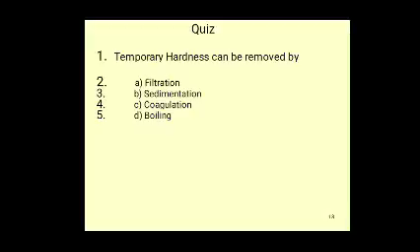Calcium bicarbonate and magnesium bicarbonate are soluble in water and form ions. When boiled, these ions convert to the carbonates CaCO3 and MgCO3. These ions convert to molecules and are removed from water. So temporary hardness can be removed by the boiling method. Answer: D.